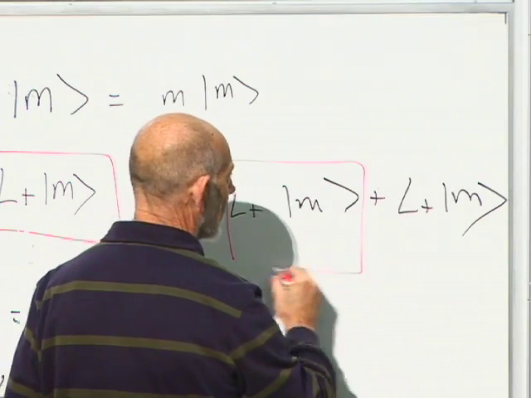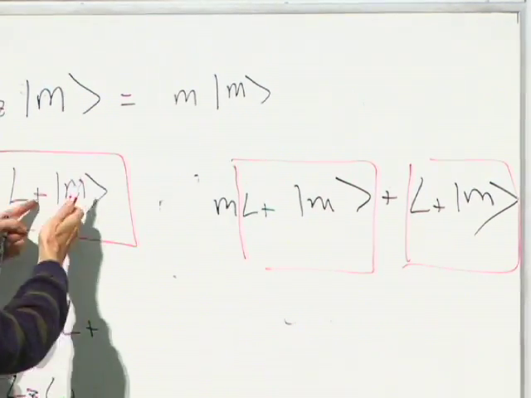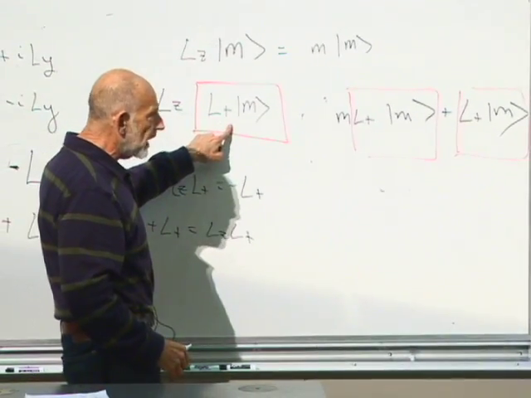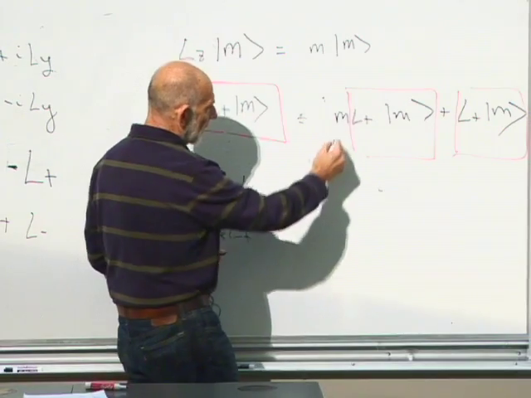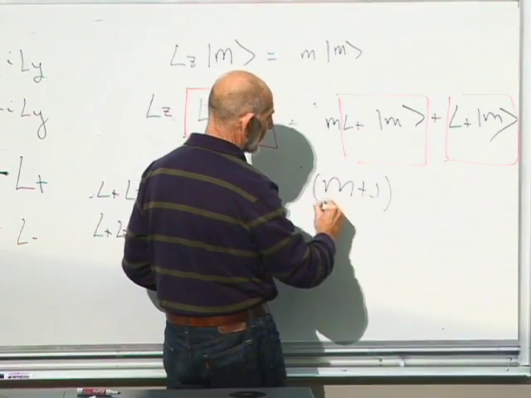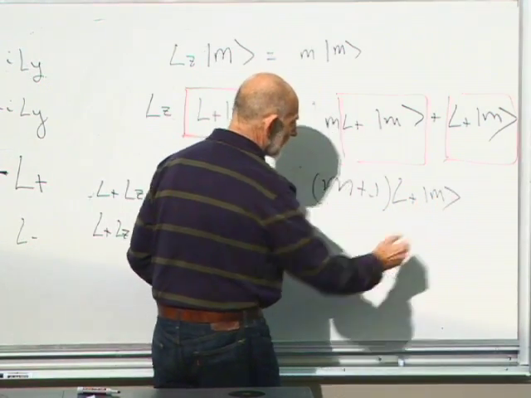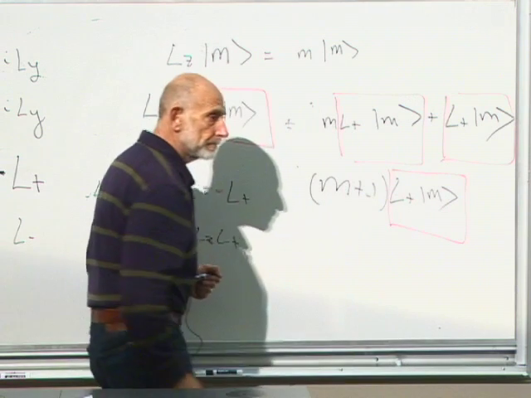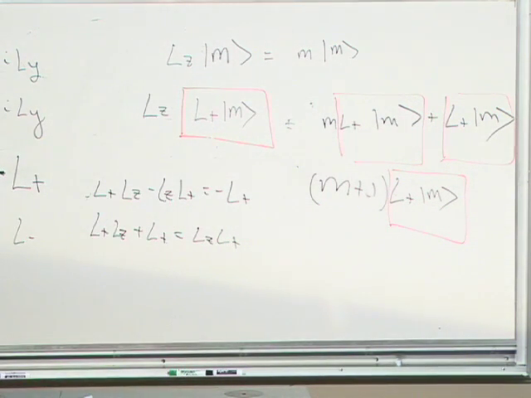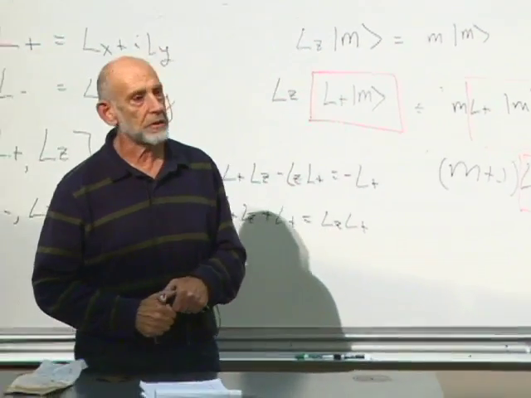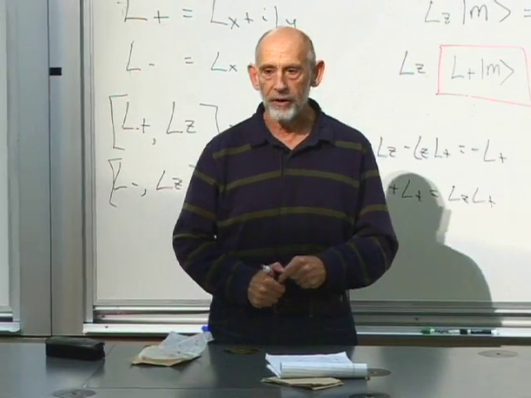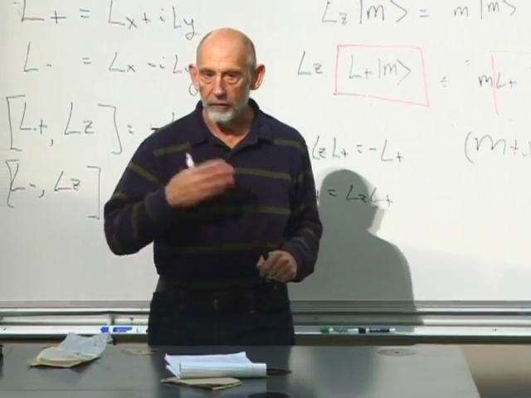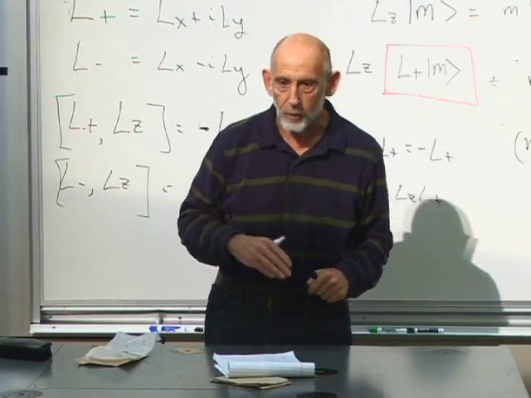L plus times M. L plus times M. Same red box, same thing in the red box on each side. So what's in the red box has the property that when LZ hits it, it multiplies it by M plus 1. The thing in the red box is an eigenvector of LZ with eigenvalue M plus 1. That's a little bit of magic, and what it tells us is that if we have a state with a given value of LZ, there must be another state with one additional unit of LZ. In other words, you can bump up LZ by one unit.